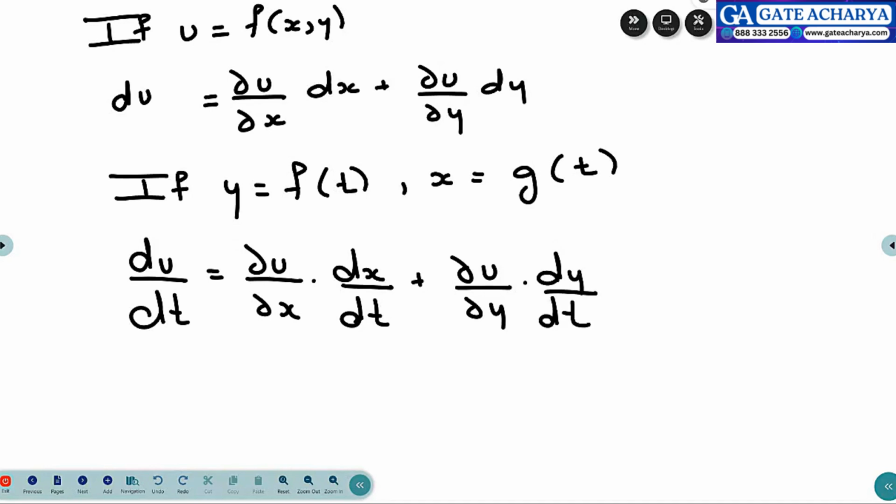Now sometimes there are other times when y and x are directly connected. So if y is directly a function of x, let us call this g of x. In that scenario, how will you operate this?